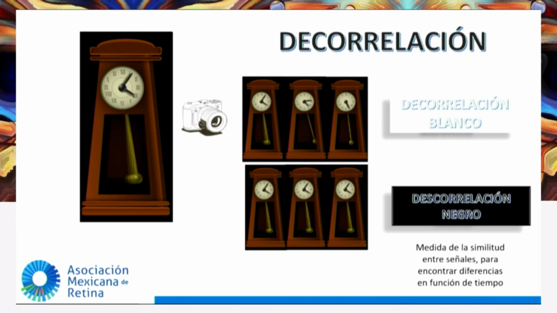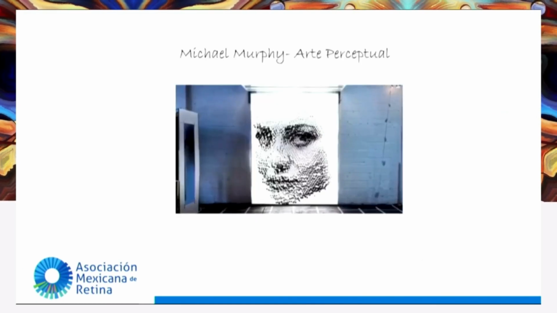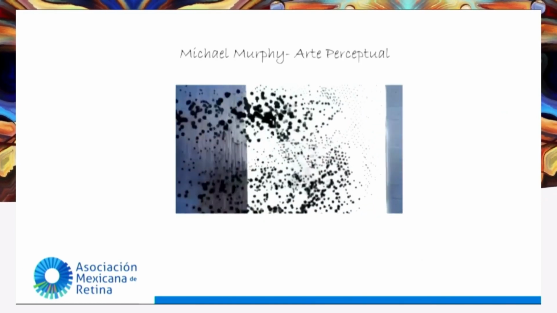Let's follow the same example. Let's now pause the clock and let's take photos again. Let's analyze pixel by pixel. And if we do not encounter any differences in the last few photos, this means that there was no decorrelation and the device will paint it black. So far, so easy. So I go back to the beginning. So decorrelation is a measure of similarity among signals to find differences based on time.